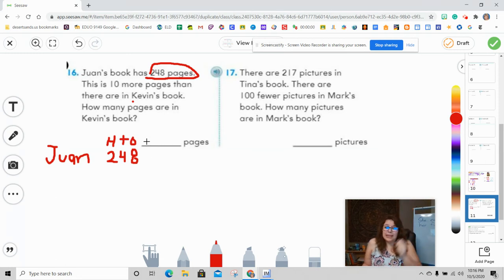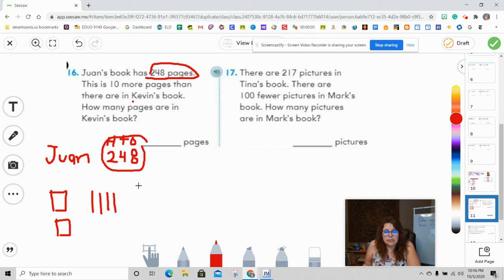Now it says that this number is 10 more than Kevin's. That means that there's 10 extra here. So if I want to find out what Kevin is, I need to take away 10 off because that number is 10 more. So I'm going to draw the picture. 2 hundreds, 4 tens, and 8 ones.